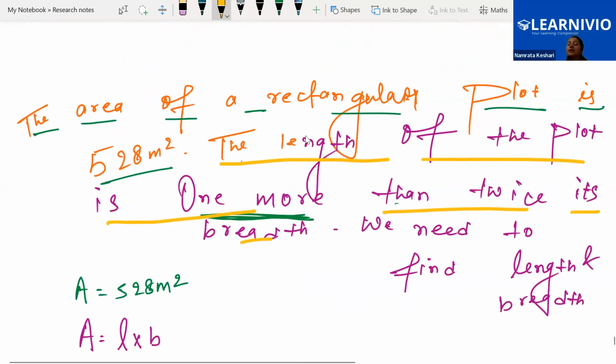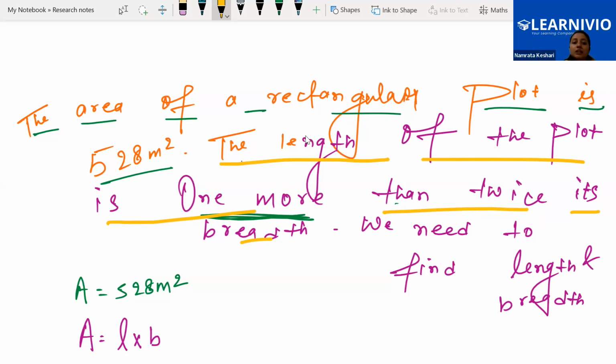Because here it is clearly written that the length of the plot is one more. One more means plus one. One less means minus one. I am having one more pen than you. That means whatever number of pens you have, I have one extra. That is the meaning of one more. If I say I have one less pen than you, that means whatever number you have, I have that minus one.